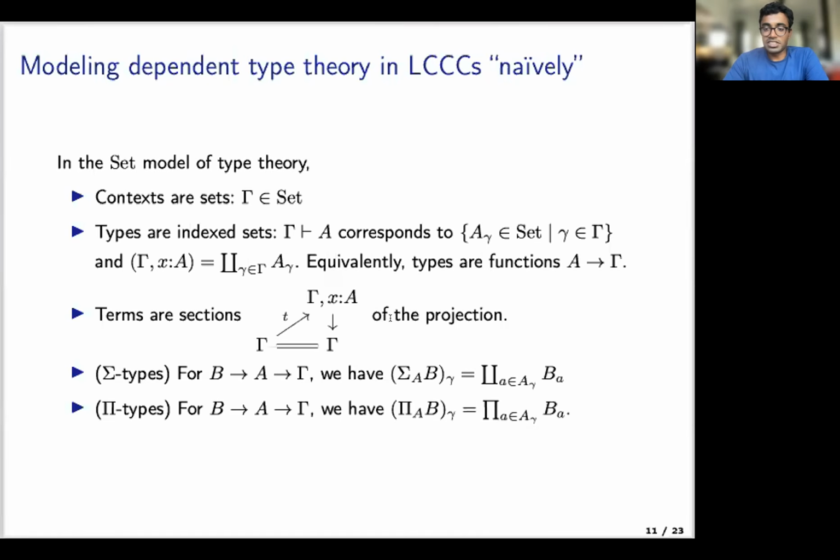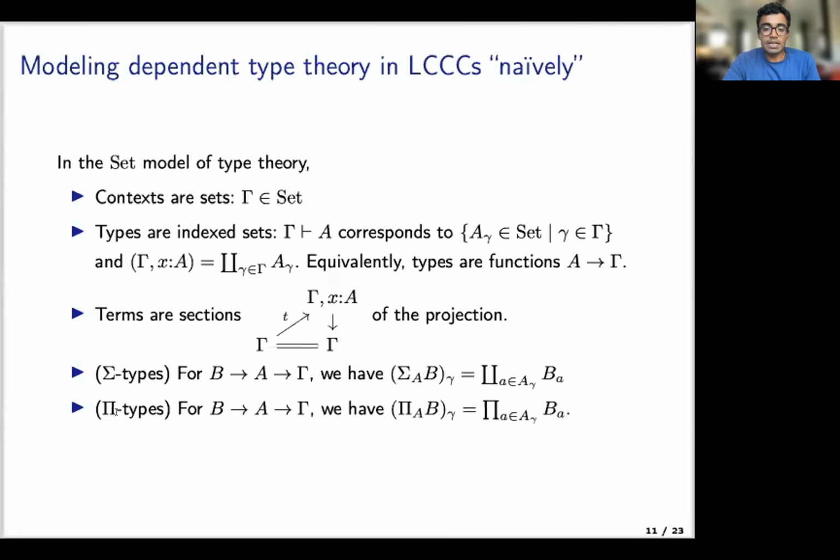And this makes sense because if you unwind the definition of a context morphism in the syntactic category, you'll find that terms are exactly sections of the syntactic dependent projections. And in this model, terms are also therefore sections of these projections.